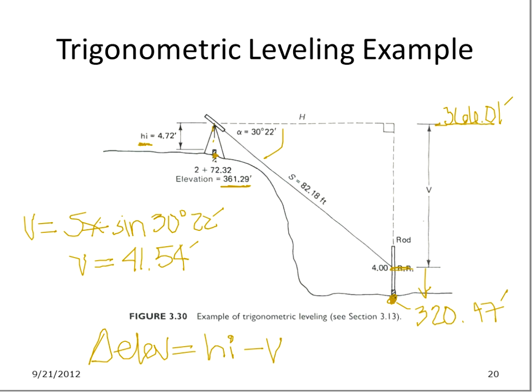Oh, the 30-degree angle is given in the problem. You're going to measure it in the field. You'd be measuring from horizontal down to where you're reading the rod. And so the 30 degrees, 22 minutes is measured. So our change in elevation between these 2 points is defined in this case as the height of the instrument minus v minus the rod.